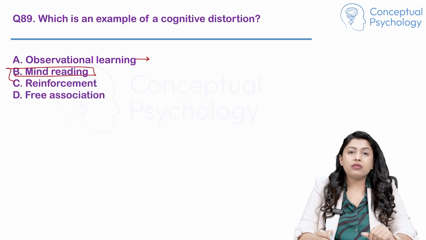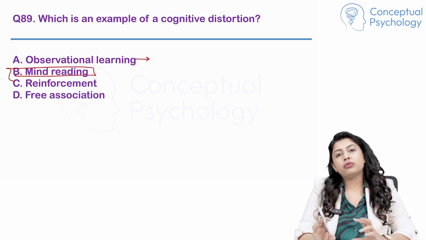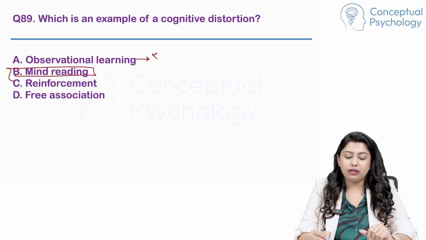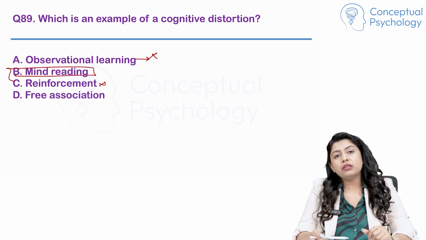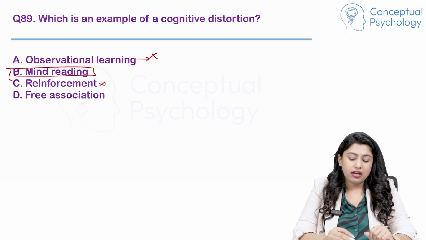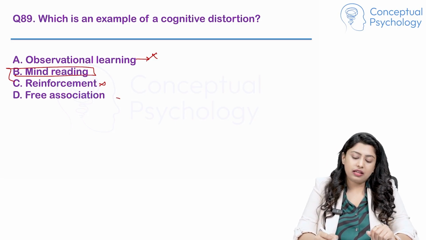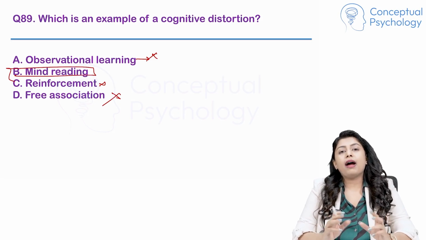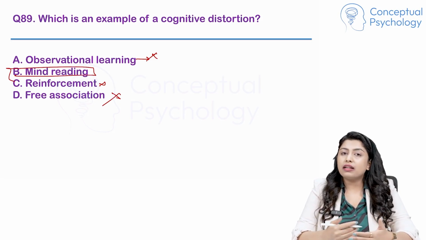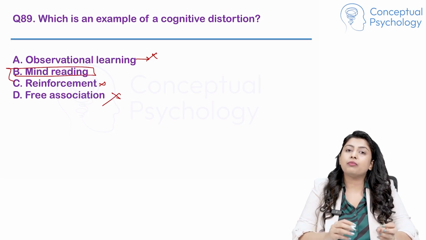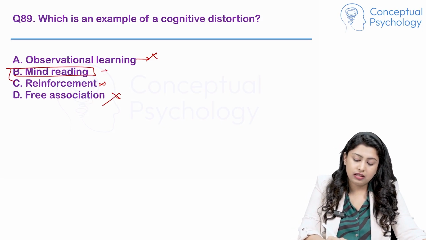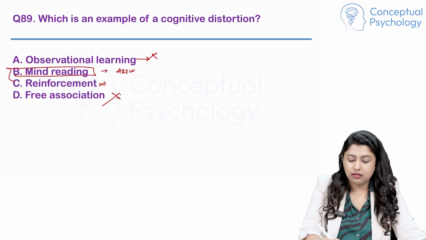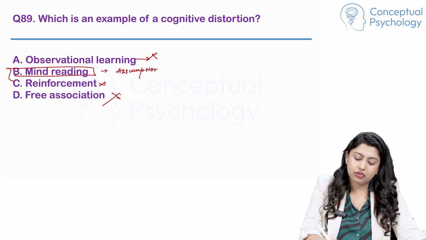So here, observational learning is a normal learning process which is identified by Bandura. Reinforcement is a learning principle from operant conditioning. Free association is a psychoanalytic technique. So, mind reading represents a systematic error in thinking where assumptions about others' thoughts are made without any evidence. Assumptions without evidence.